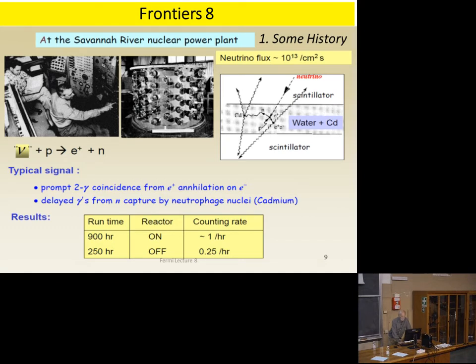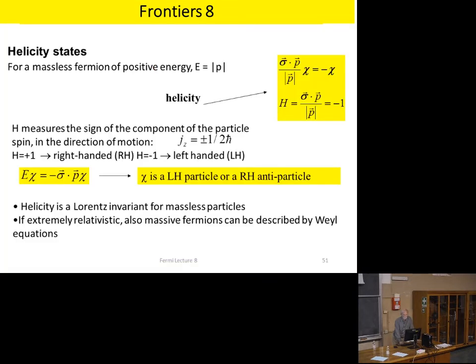And what you can see on the very bottom kind of summarizes how convincing or not convincing this first result was. They ran with the reactor turned on, and they saw about one presumed event like this each hour. Then with the reactor turned off, they saw about a quarter of that rate. And that was the difference, which after they ran enough to determine those numbers accurately, was their evidence that they had seen neutrinos interact for the first time.